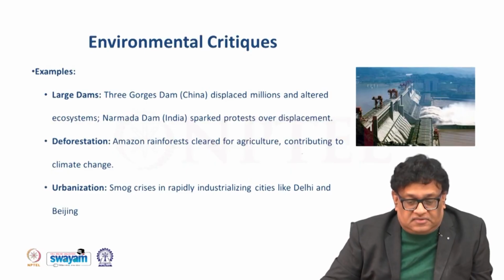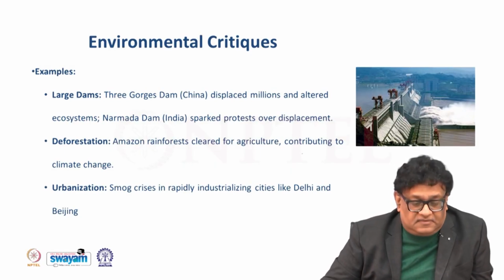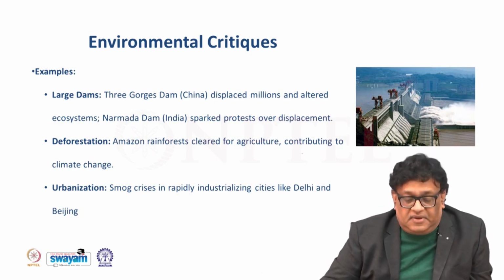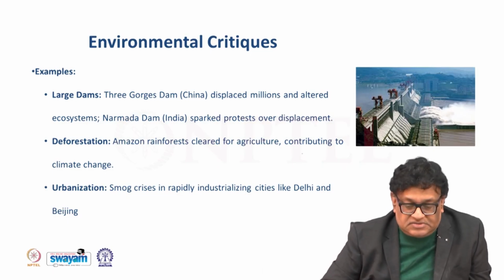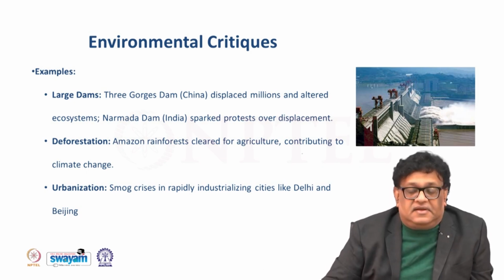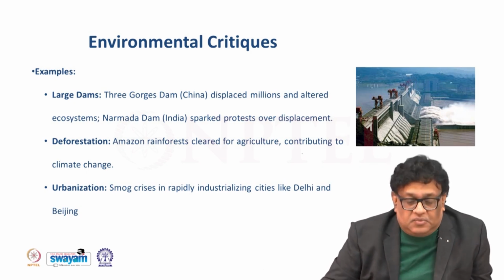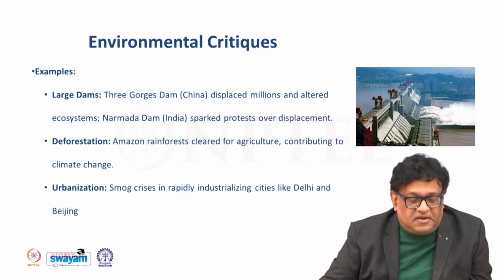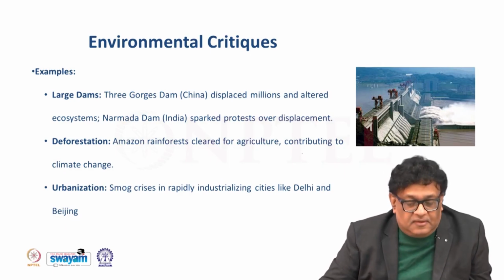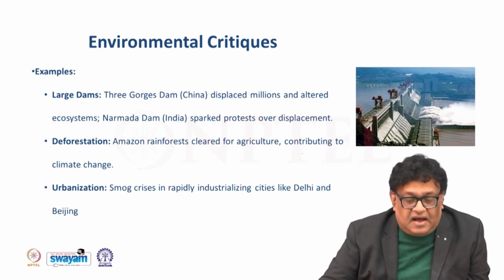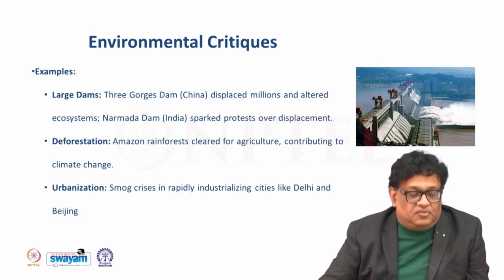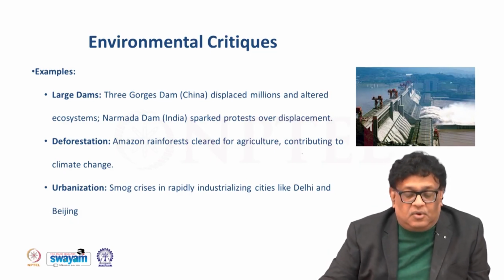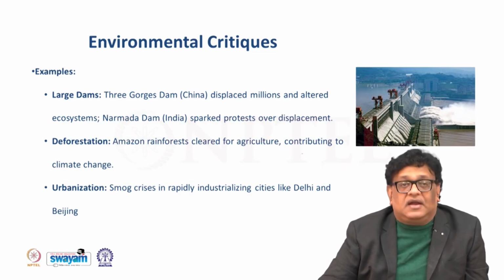The Three Gorges Dam in China, one of the largest hydroelectric projects in the world, displaced millions of people and altered entire ecosystems. The construction of the dam flooded vast areas, destroying habitats, disrupting wildlife, and affecting the livelihoods of local communities. Similarly, the Narmada Dam in India sparked widespread protest, particularly from those who faced displacement. These protests highlighted the human cost of such mega projects, as marginalized communities were often forced to relocate without adequate compensation or support.